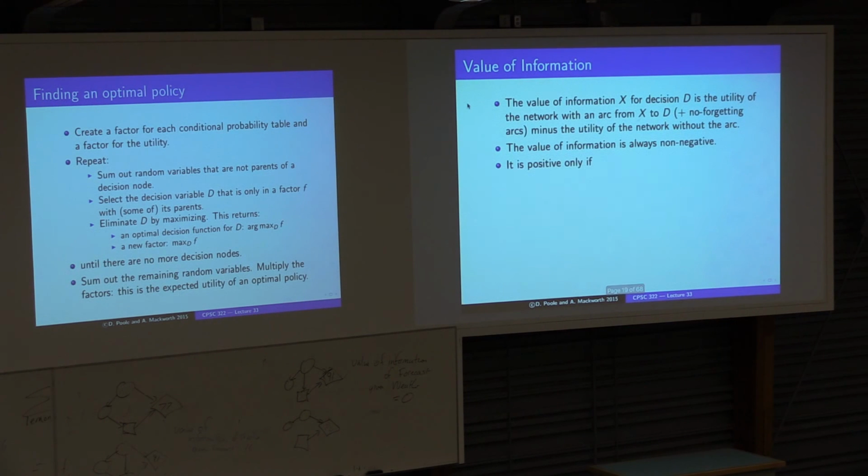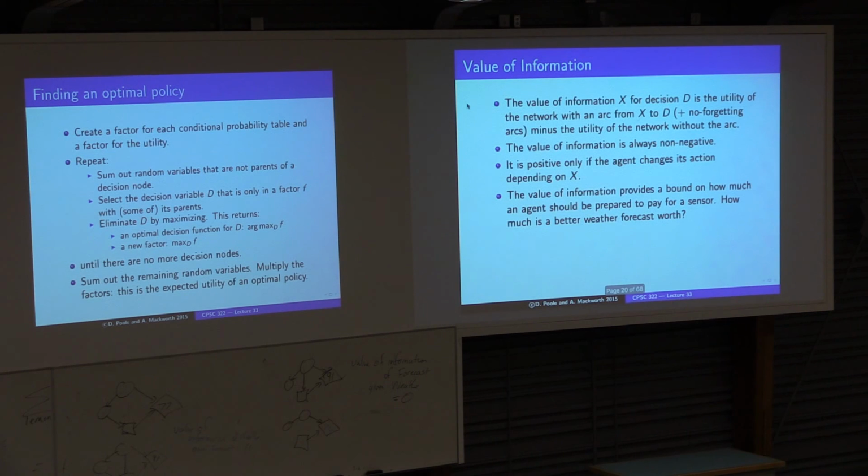The value of information is always non-negative. By adding arcs, it just never goes down because every possibility that was available to us before is still available to us. This node here can't be less than it because any policy I can implement here, I can implement here. So if I had a really good policy here, I can still implement it here, but I have more options to implement different policies.